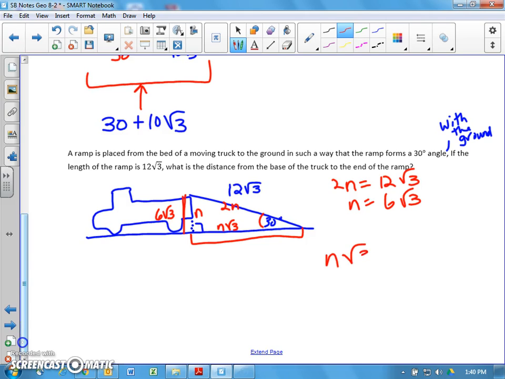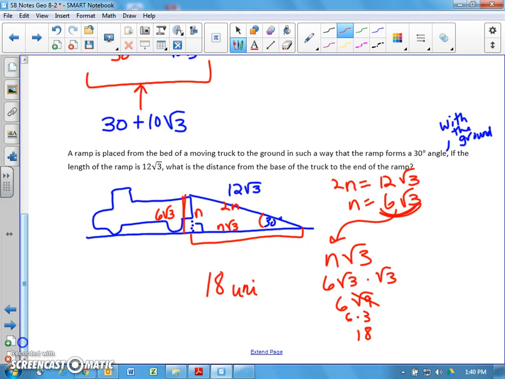So n radical 3, since n is 6 radical 3, would be 6 radical 3 times radical 3, which would be 6 radical 9. Square root of 9 is 3. So we get 18. And this would have a length of 18 units, whether that's feet or inches, or probably feet since it's a truck.